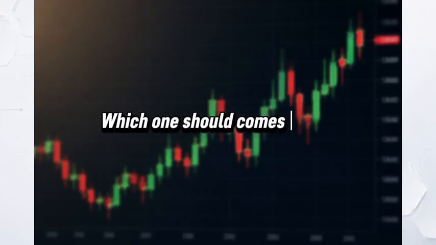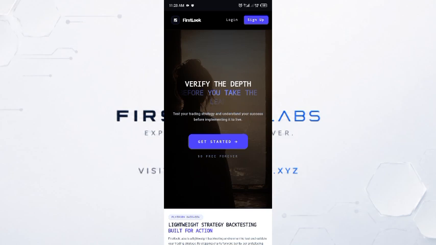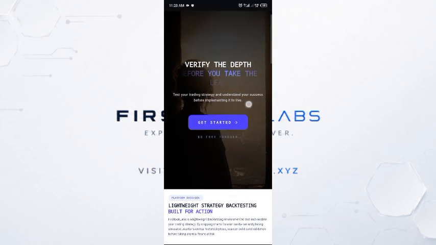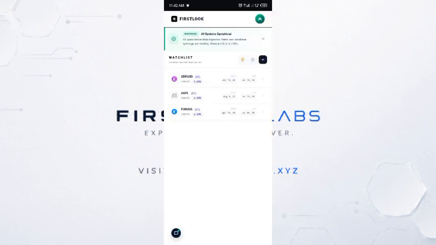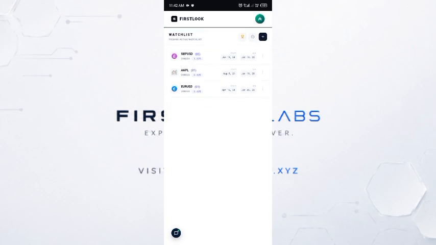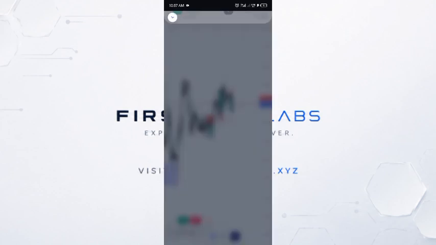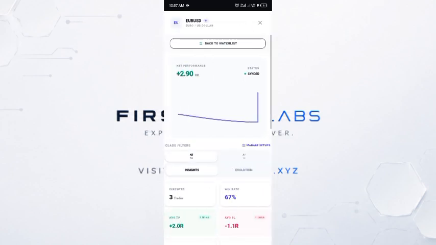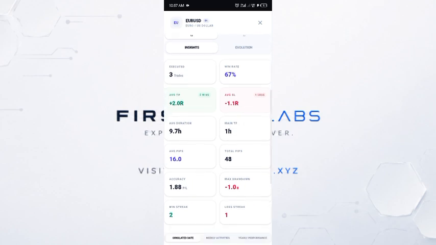So, which one should come first? The answer is simple: backtesting. There's very little reason to spend weeks or even months forward testing a strategy that has never shown an edge in historical data. Instead, start by proving the strategy first. Inside First Look Labs, simply log in. Choose a currency pair, open the chart, start replay mode, and begin building a meaningful sample of historical trades. Once you've collected enough data, review your statistics. If the numbers suggest your strategy has a genuine edge, then move on to forward testing.